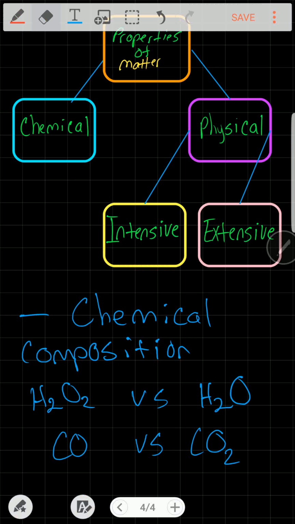Today we're going to be discussing properties of matter and what determines a property of matter. Let's have a quick review session of what matter is. Matter is anything that has mass and takes up space.